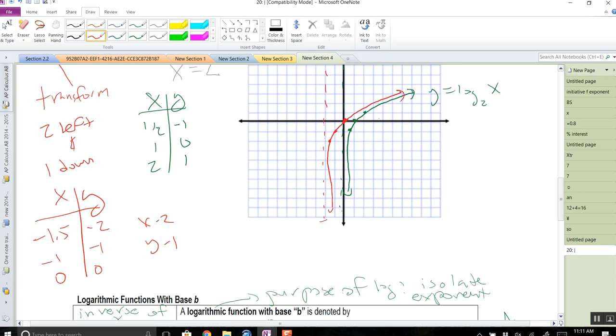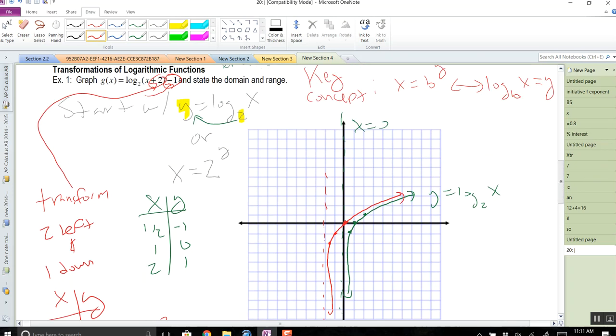So it kind of looks like that. And the asymptote is x equals -2, because it moved 2 left. The asymptote must change also. So you guys see how that graph looks? You take the parent function, make the shifts. The parent function, remember, is the inverse of y equals 2 to the x.